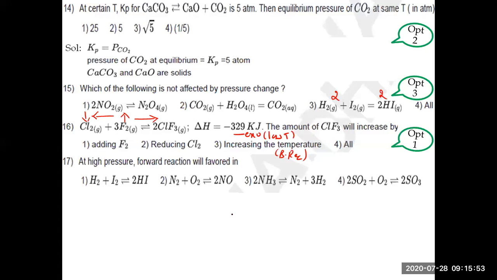17. At high pressure, forward reaction will be favored in. Again, you have to find the forward direction. Which reaction has forward direction with decrease in number of moles? 4. Exactly. Because as pressure increases, reaction will be driven towards decrease in number of moles. Option 4 has 3 moles becoming 2 moles.